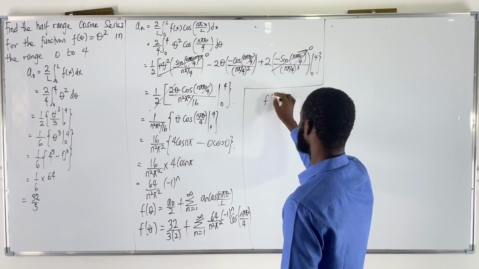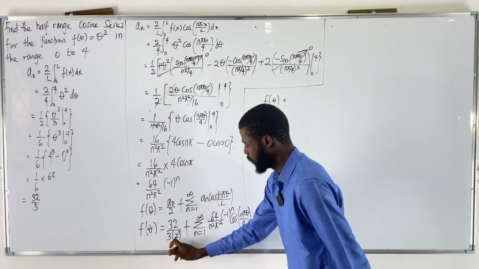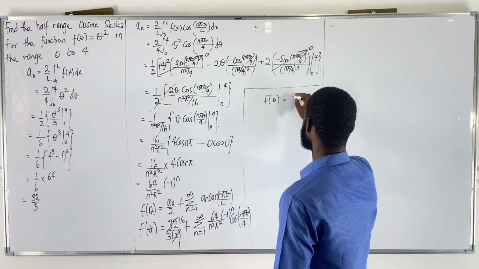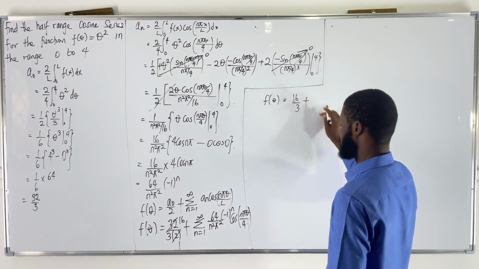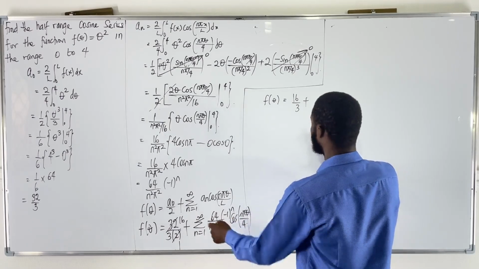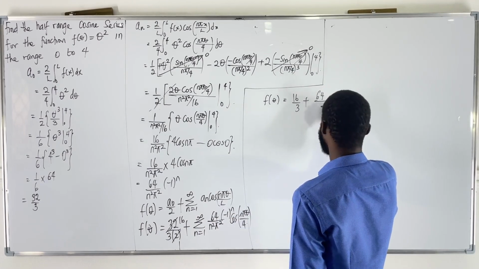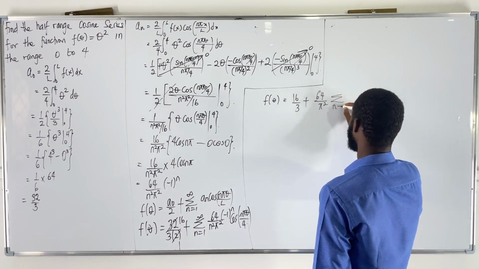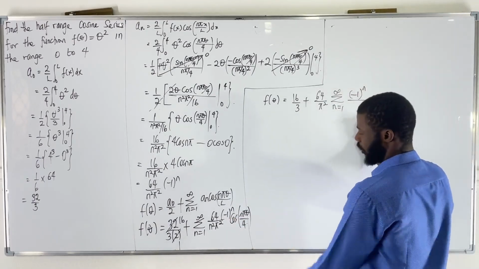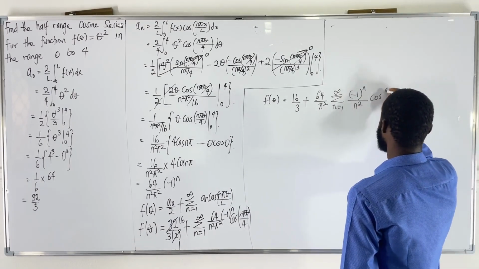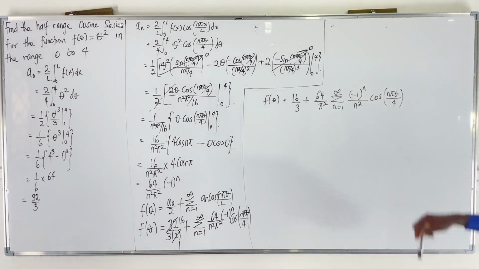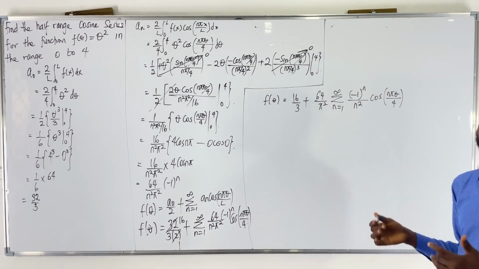Okay, so f of theta will become, 2 into this will be giving us 16. So this is 16 over 3 plus, if you look at this, the 64 is a constant, the pi squared is a constant, so you can bring it out. So this is 64 over pi squared, then the sum from n equal to 1 to infinity. What will be left at the top is minus 1 to the power of n divided by n squared, cos n pi theta over 4. And this is what we have. So this will be your answer if you're asked to leave it in terms of n.